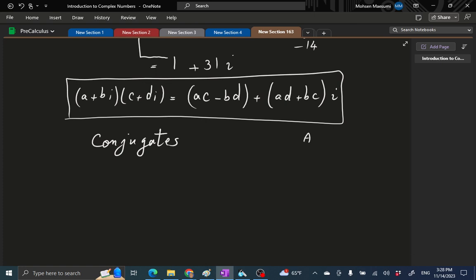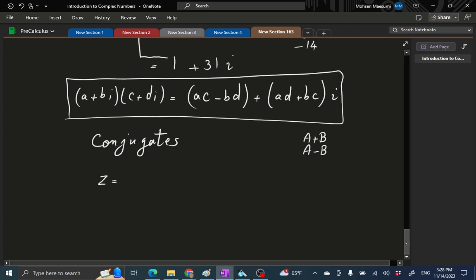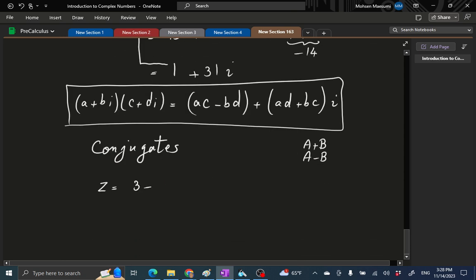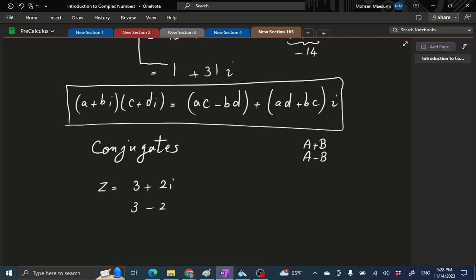In mathematics, if you have two expressions, one of them is addition of two items and the other one is difference of the same two items, they are called conjugates of each other. So if I have z, 3 plus 2i. If I want to subtract these two things, I have a special notation for that. It's called z with a bar on top of that, and that is read as either z bar, or z conjugate.